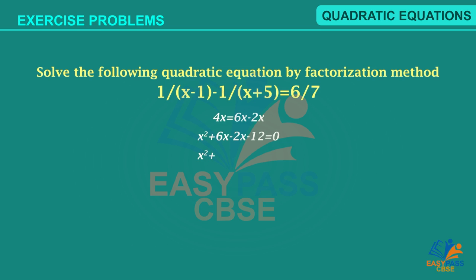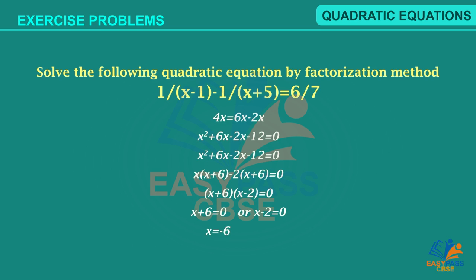From the first two terms, I take x common, x times x plus 6. From the third term and fourth term, let us take minus 2 common so that you get x plus 6 as a factor. So, minus 2 times x plus 6 equal 0. Therefore, x plus 6 times x minus 2 equal 0. Again, product of two numbers equal 0, so x plus 6 equal 0 or x minus 2 equal to 0. If x plus 6 is equal to 0, x equal to minus 6. If x minus 2 equal to 0, x is equal to 2. Therefore, the roots are x is equal to 2 and minus 6.